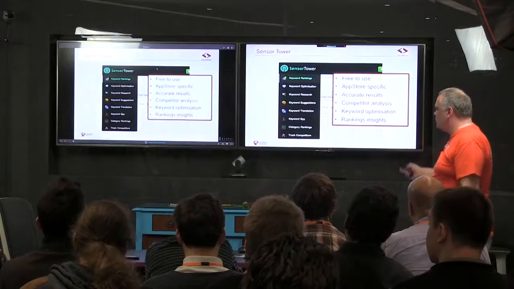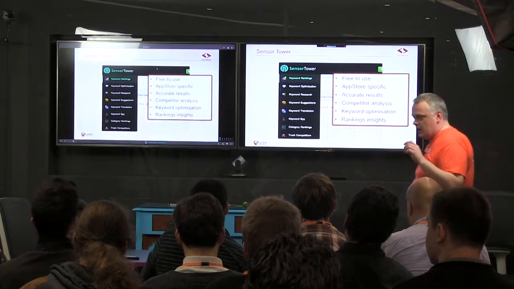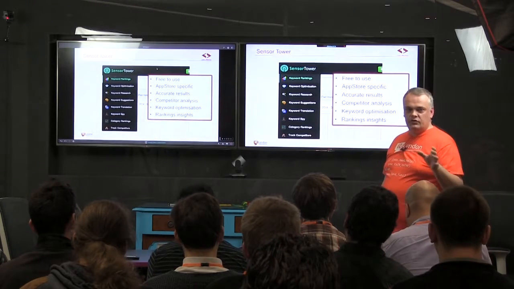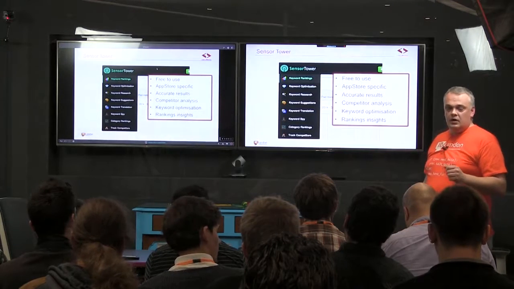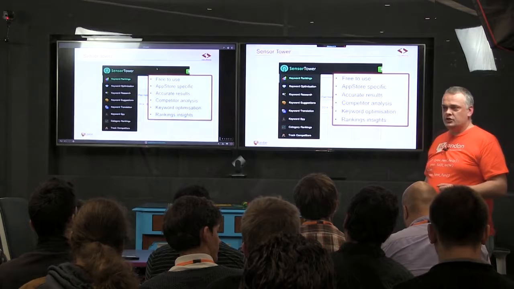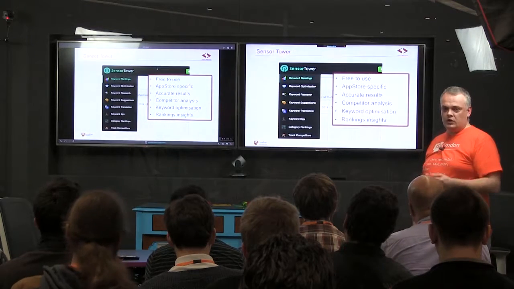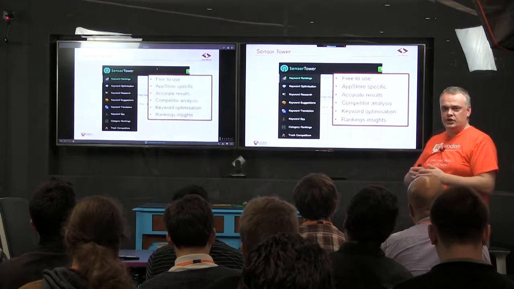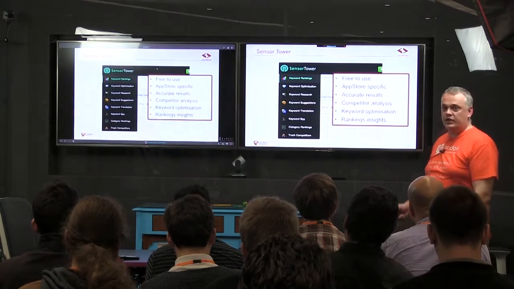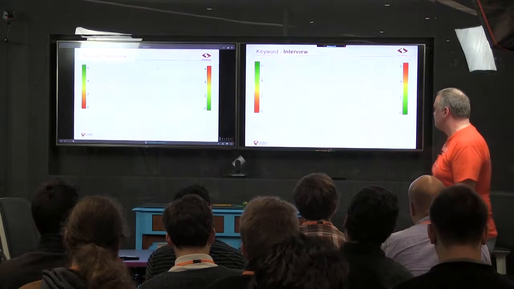Okay, it also allows you to hijack your competitors. If there is an application that does pretty much the same, a similar offering to your application, you can see what keywords your competitors are using, even over time, how they modify and change them, depending on the actual number of downloads, okay?